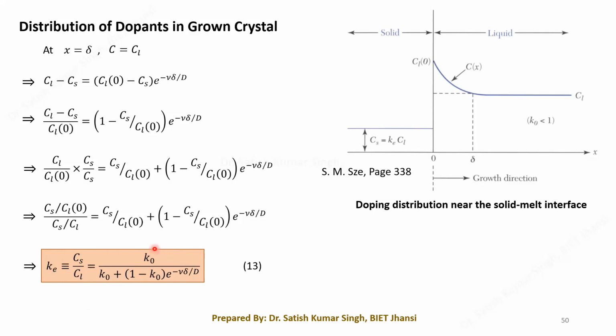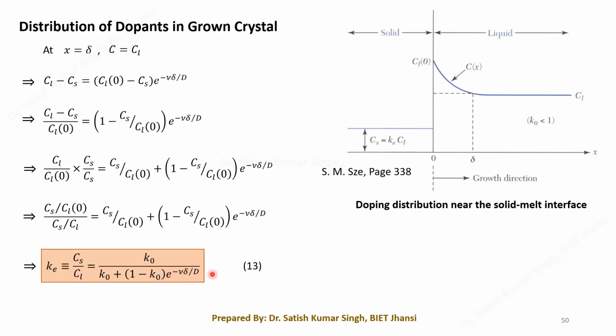So to get this Ke equal to 1, just look at this particular denominator term. In the denominator we have one exponential factor, e to the power minus nu delta by D, where nu is the pulling rate, delta is your stagnant layer thickness, and D is the diffusion constant of your dopant in your material, like silicon. So first of all, try to see one thing.